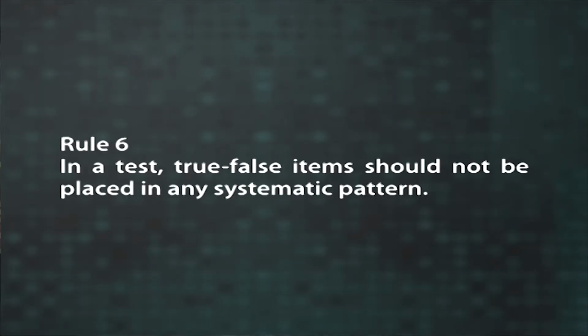Rule 6. In a test, true-false items should not be placed in any systematic pattern. For example, some students may easily identify patterns such as true-false, true-false, or true-true, false-false, etc. Therefore, place the true items and false items randomly without giving any clues for a clearly identifiable pattern.